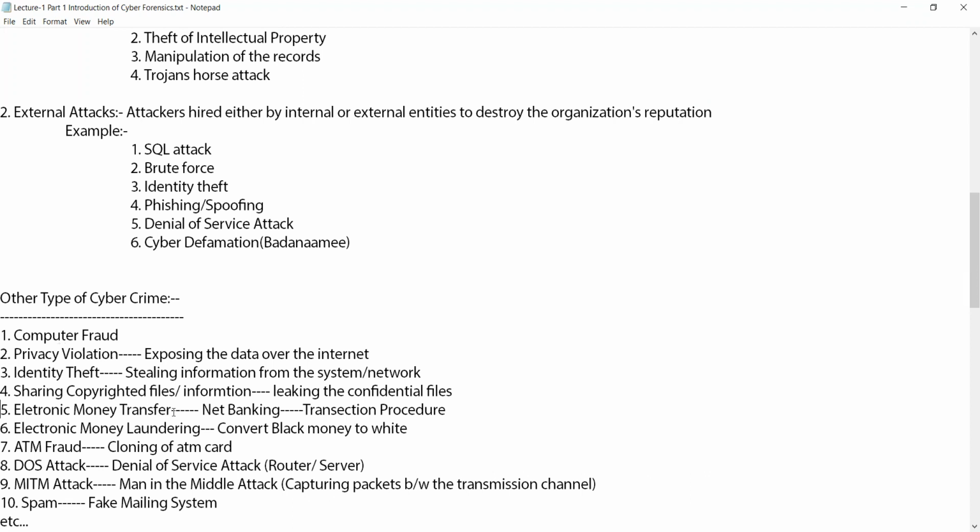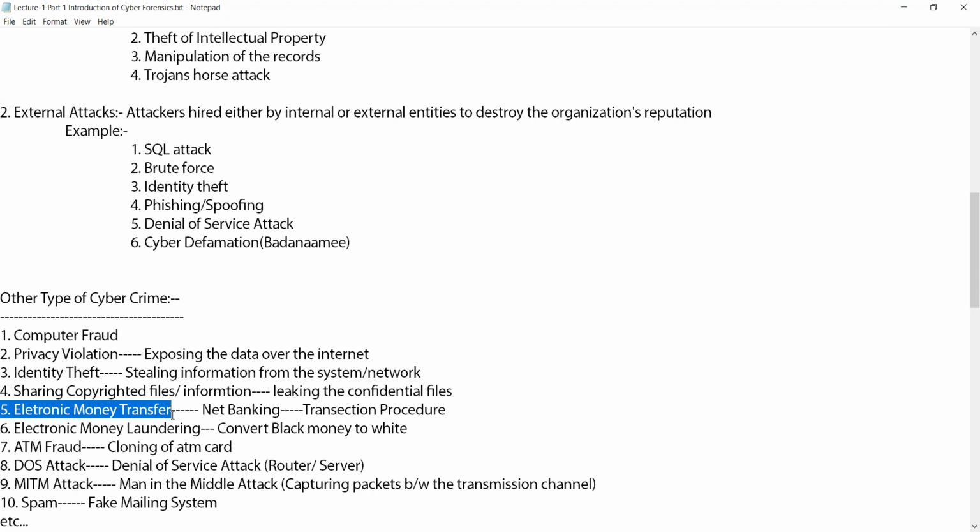The next type of crime is called electronic money transfer. So what is that electronic money transfer? That is related to net banking and the transaction procedure. For this type of crime, the cyber criminal is basically using a type of attack related to MITM, that is called a man in the middle attack.